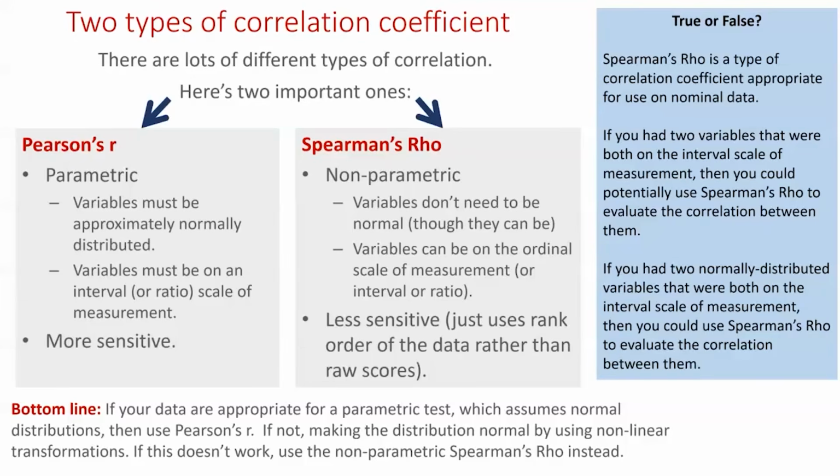Question 3: if you had two normally distributed variables that were both on the interval scale of measurement, then you could use Spearman's rho to evaluate the correlation between them. True, for the reason I just gave. Just because that's a situation where we can use Pearson's R, it doesn't mean it's wrong to use Spearman's rho. It's just that Spearman's rho is less sensitive, so we prefer to use Pearson's R, which is using more of our data.